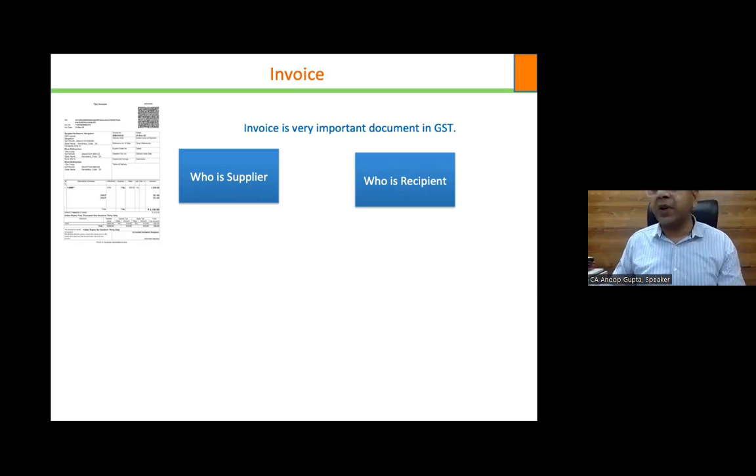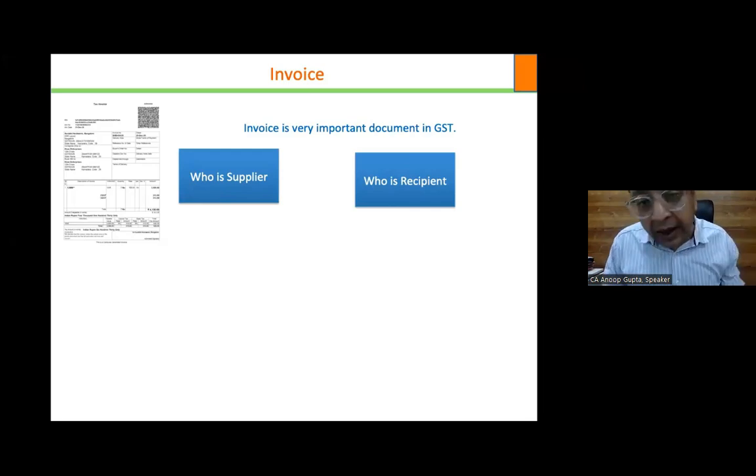Whenever we purchase many things nowadays, and when we come across many invoices, have we ever checked that the invoice we are getting is a valid invoice under GST or not? Do we know how to check whether it is a valid GST invoice? What are the basic ingredients which should be present in that invoice to make it a valid tax invoice?